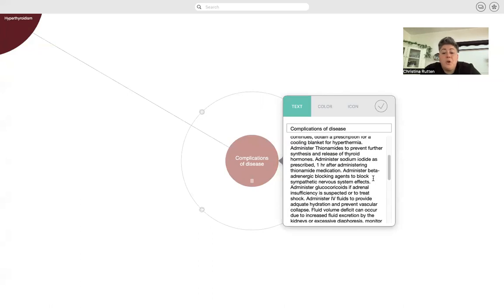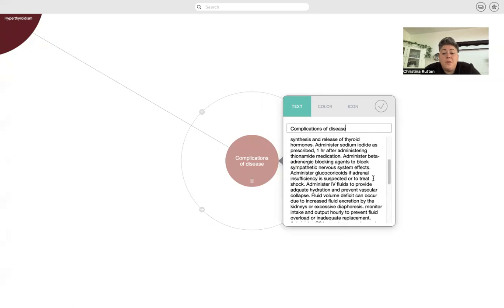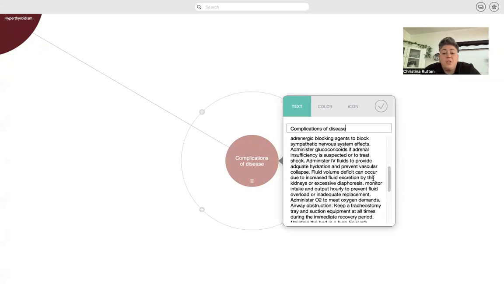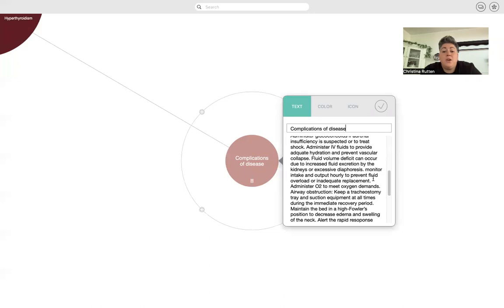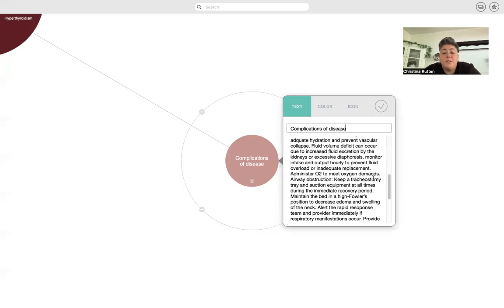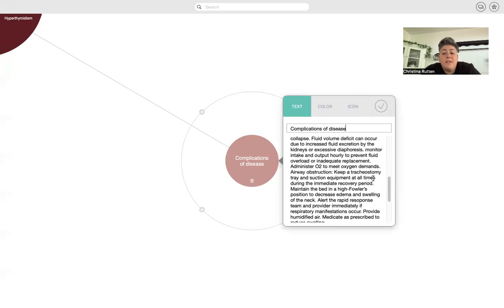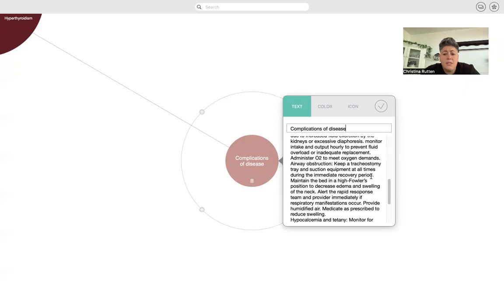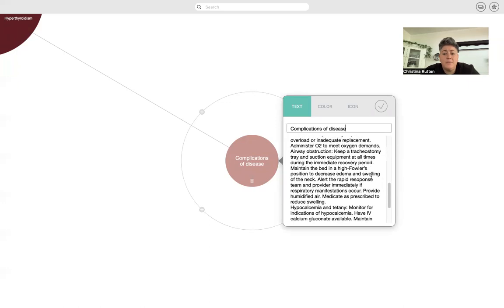Administer glucocorticoids if adrenal insufficiency is suspected or to treat shock. Administer IV fluids to provide adequate hydration and prevent vascular collapse. Fluid volume deficit can occur due to increased fluid excretion by the kidneys or excessive diaphoresis. Monitor the intake and output hourly to prevent fluid overload or inadequate replacement. And you're going to want to administer O2 to meet the oxygen demands.